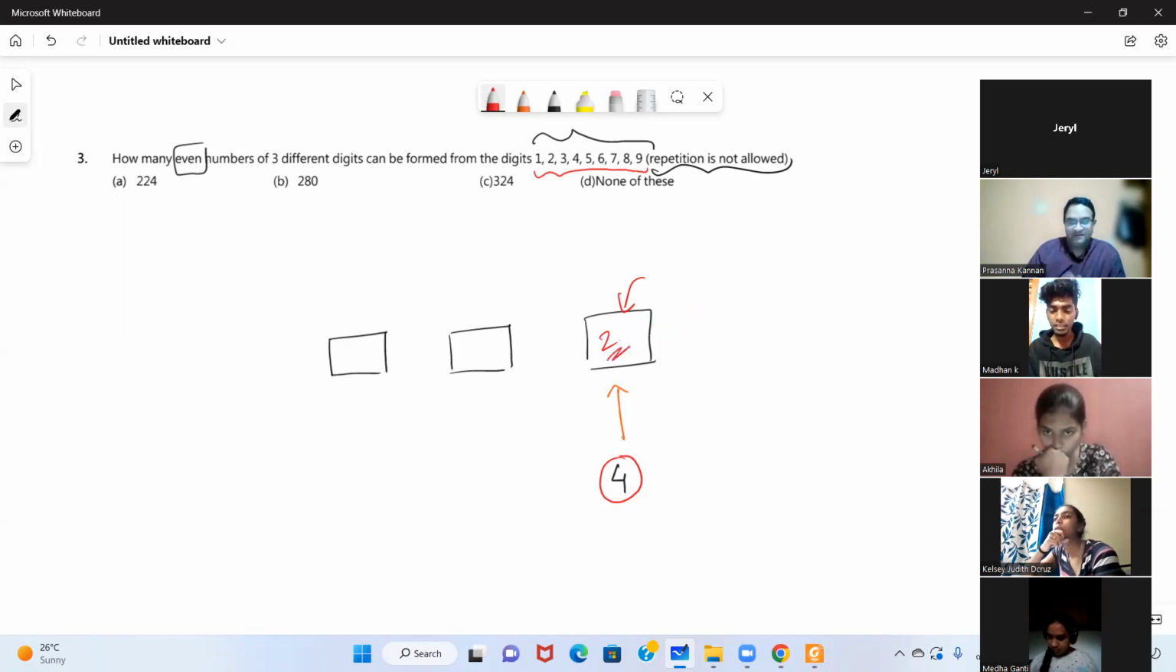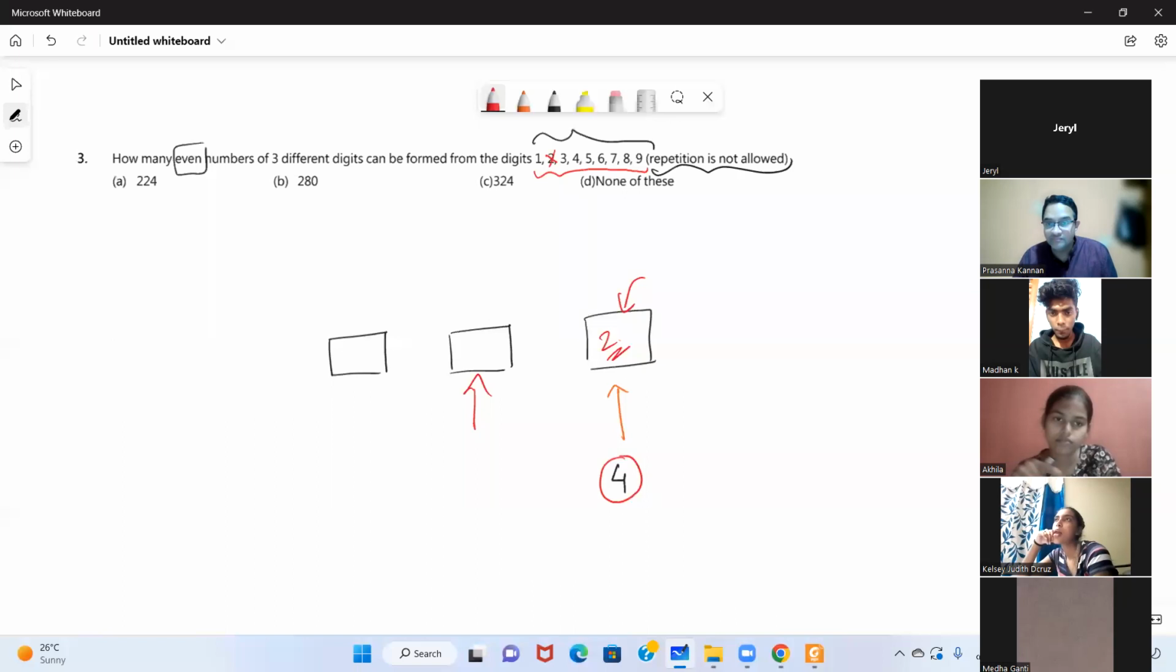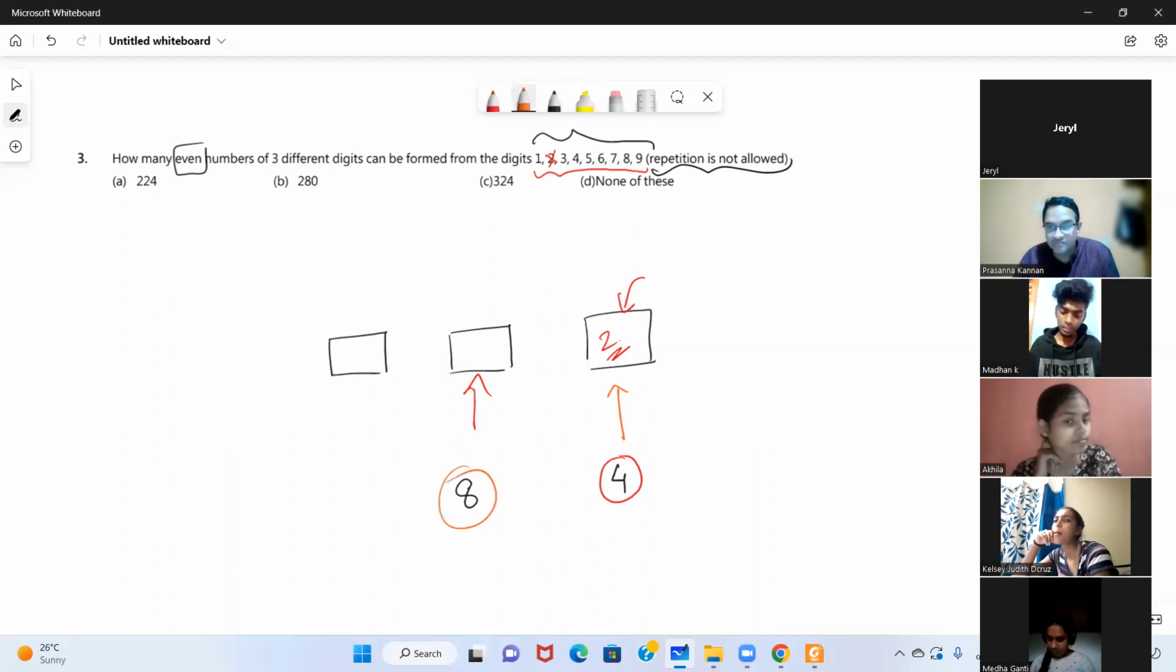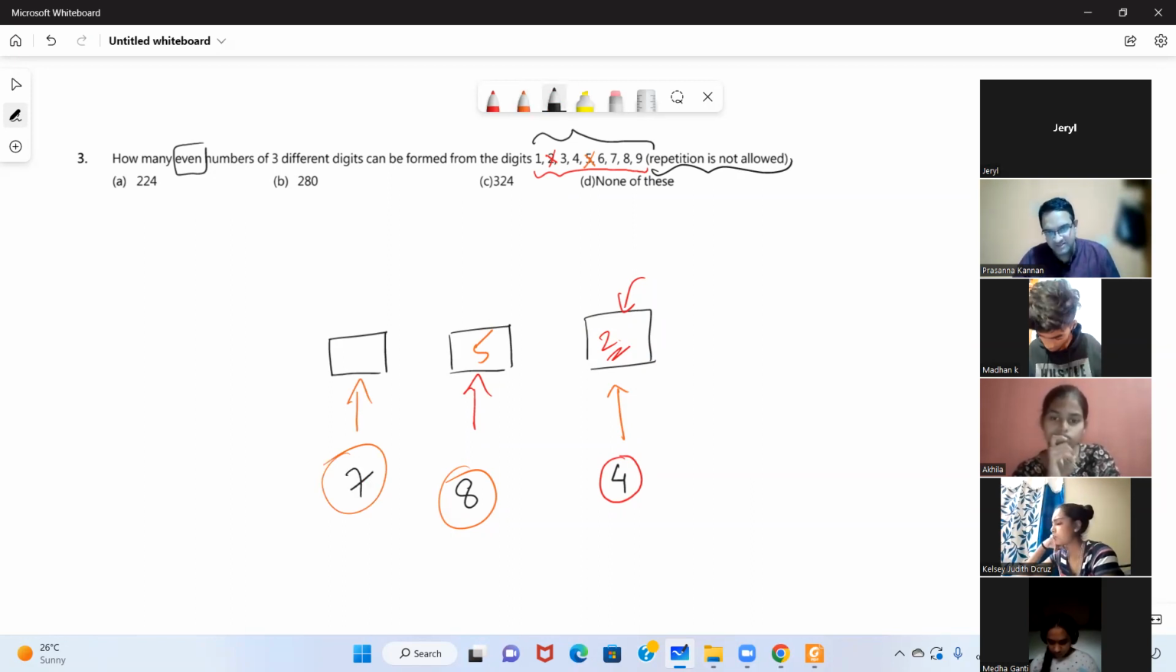Suppose you're picking 2, let us say. Then for this position, how many options are there for you? 2 is already used, so 8 numbers are there. Therefore, you can fill this in 8 ways. Understood? Now let's say in this I'm choosing 5, just as an example. Then how many possibilities are there here? 7. Exactly. 7 ways of filling the first place, the hundreds place.